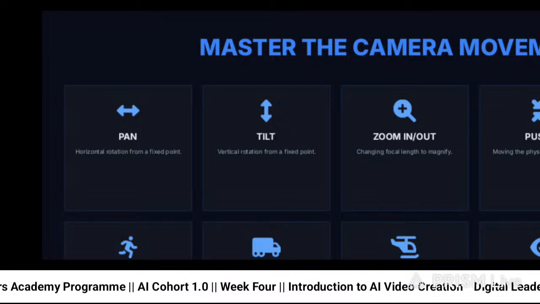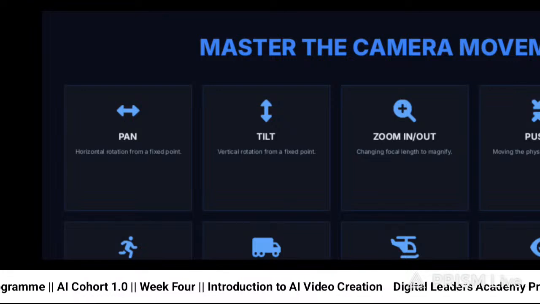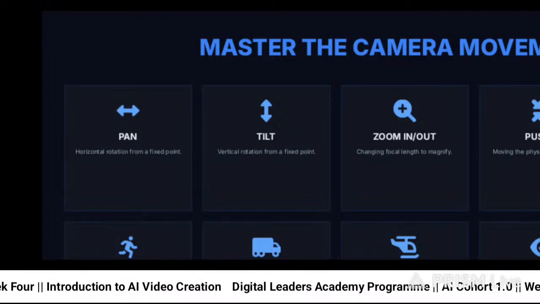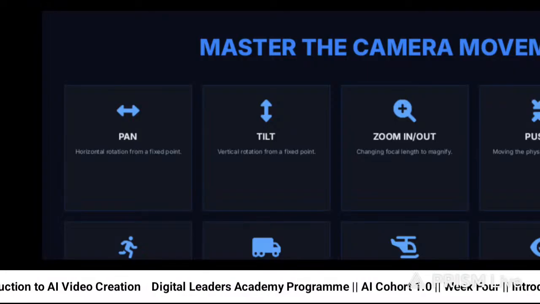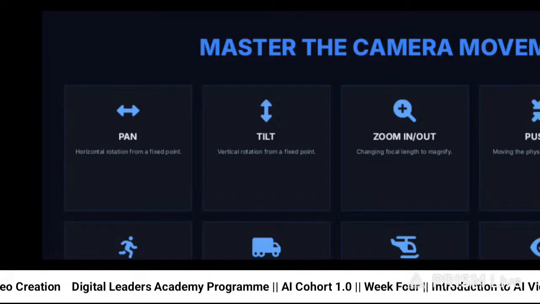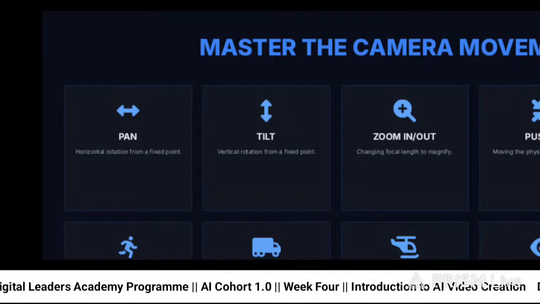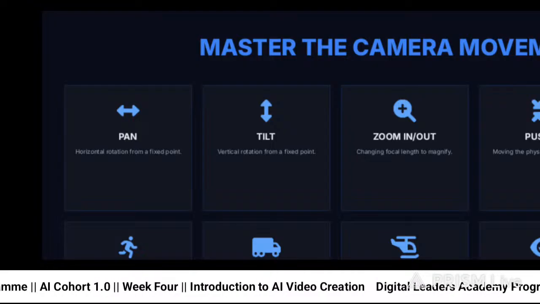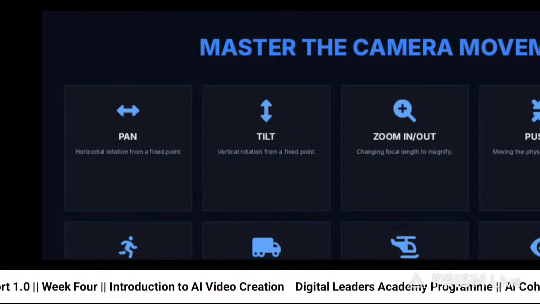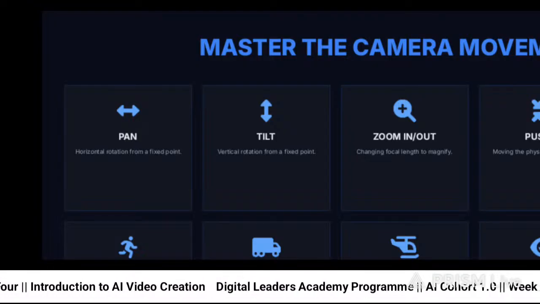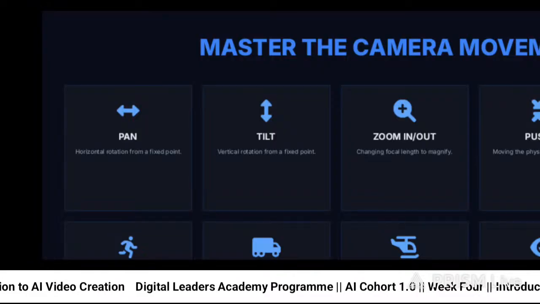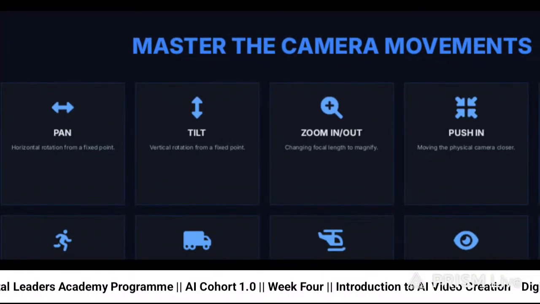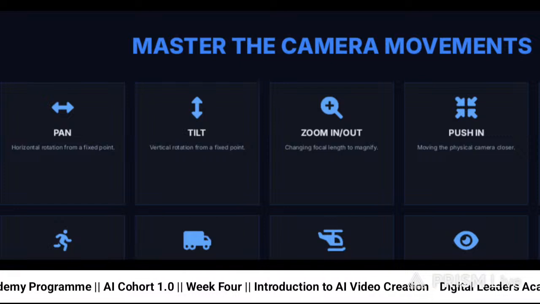The next one is the zoom in or zoom out. For this, your camera is fixed, but now your camera wants to take a closer look at what you have. Your character is going to stand at a point, but what the camera wants to do is zoom in to your character or zoom out from it. Now there is a difference between zoom in and zoom out and push in and push out. Are we there now? Let me explain this first.